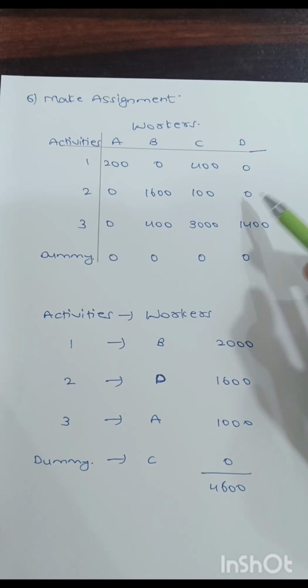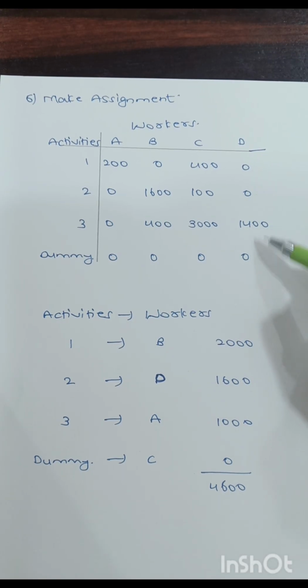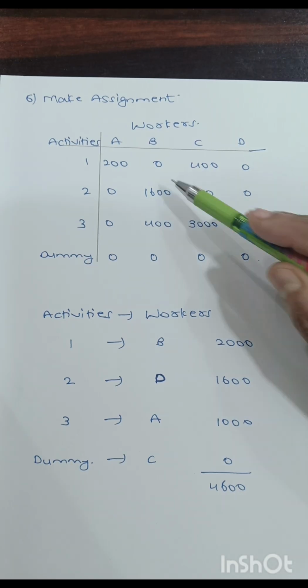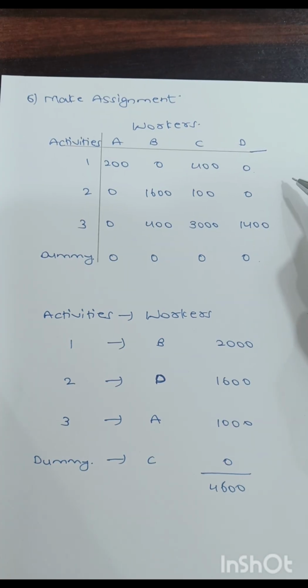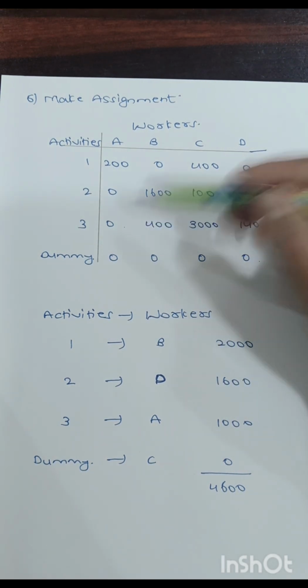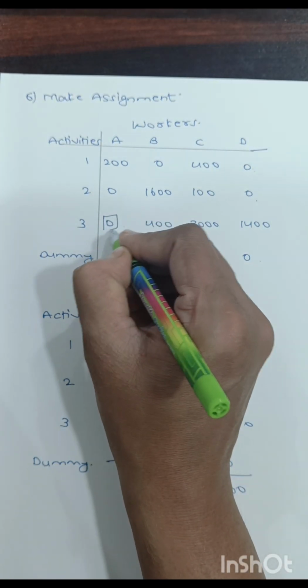How to do the assignment? The criteria for doing assignment is to select a row in such a way that the row should contain only 1 zero. So row number 1 contains 2 zeros, leave that row, because for making the assignment the criteria is we have to select a row which contains only 1 zero. Row number 1, 2 zeros, leave that row. Row number 2, again 2 zeros, leave that row. Row number 3, there is only 1 zero, fulfilling our criteria. So this is my assignment number 1.